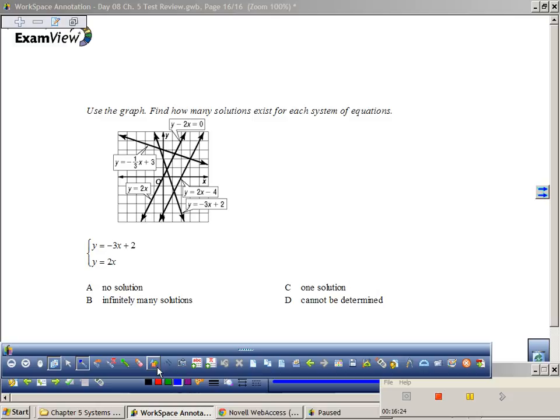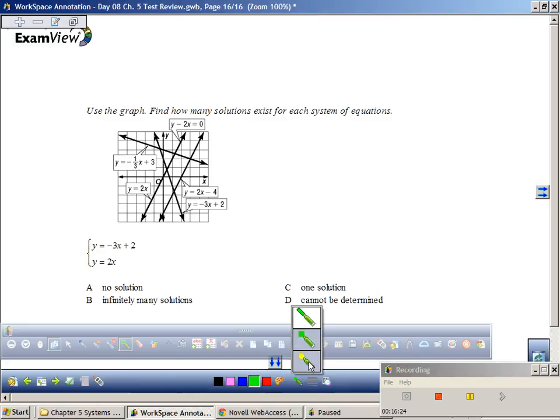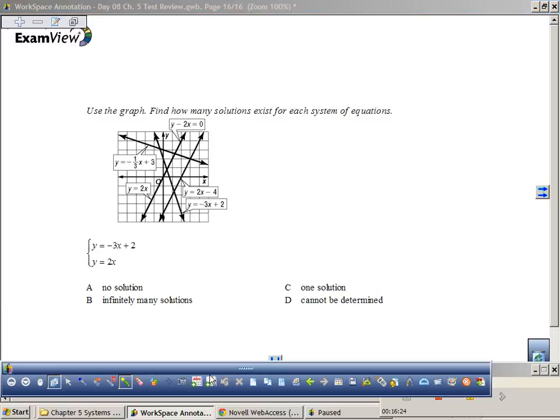Not while I'm recording and trying to help everybody be able to review at home, right? Okay, use the graph. Find how many solutions exist for each system of equations. So, tomorrow I will have highlighters for you. By having highlighters, you can identify solutions easier.